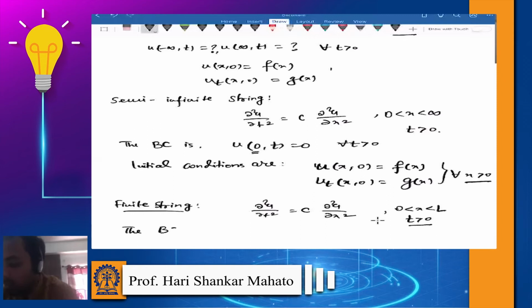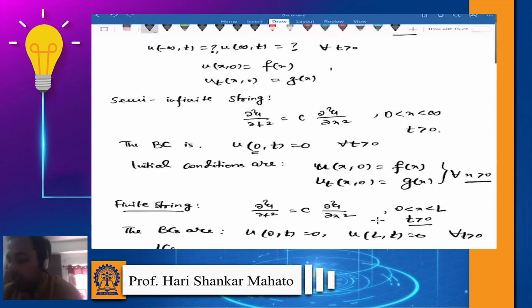So the boundary conditions are u(0, t) equals 0 and u(L, t) equals 0, the two ends, for all t positive. And I can also have some initial conditions. So the initial conditions will remain as before, u(x, 0) equals f(x) and u_t(x, 0) equals g(x). So in case of a finite string, I can have two boundary conditions and two initial conditions. With the help of this, we can write down the solution via the separation of variables method that we are going to learn in the next one or two classes.